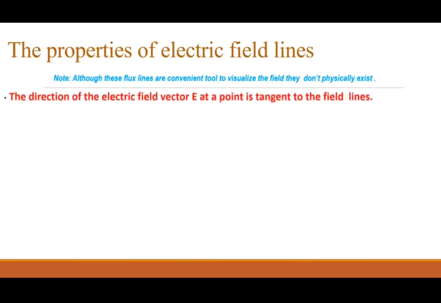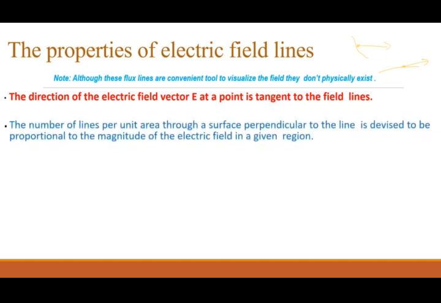First one, the direction of the electric field vector E at any point is tangent to the field lines. See, electric field is in this direction. You cannot have field lines like this. At any point, electric field must be in tangent direction.